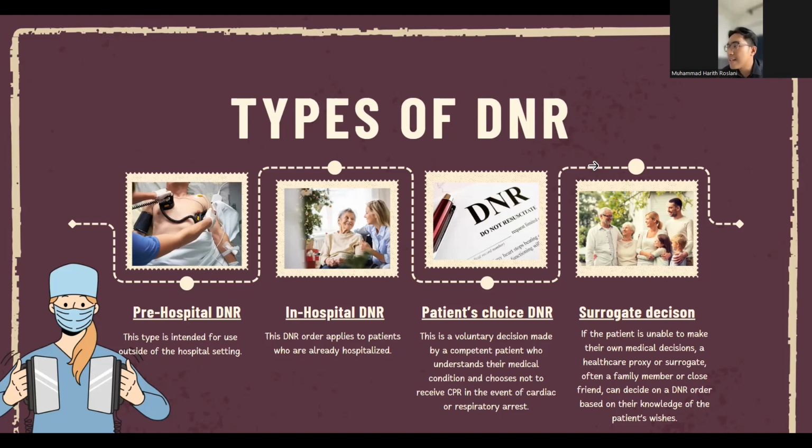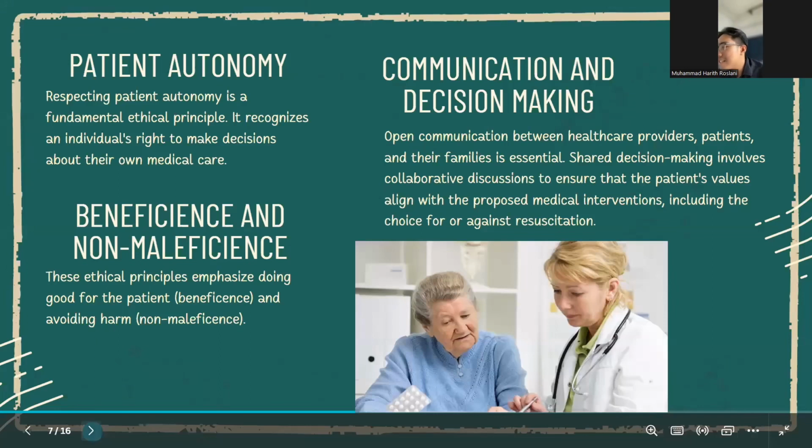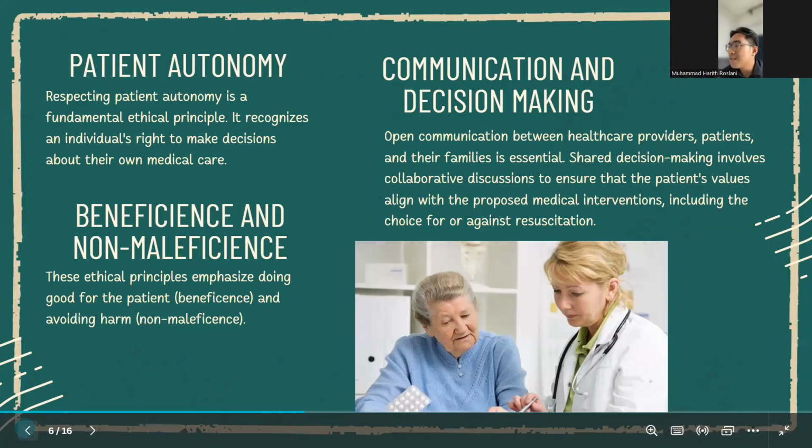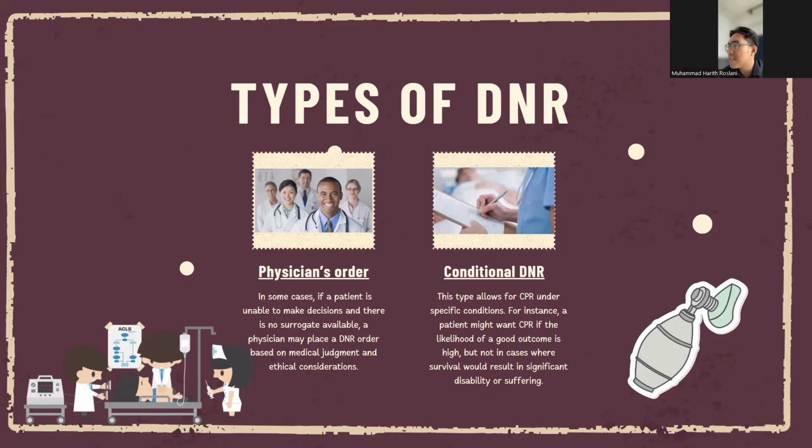Number 4 is the DNR by surrogate decision. This type of DNR is used when the patient does not have the ability to make their own decision. So the family members or other relatives can make the decision for the patient. Number 5 is the DNR by physician order. In some cases, the patient is unable to make a decision and there is no family member or surrogate available. A physician, meaning a doctor, may place a DNR order based on medical judgment and ethical consideration, particularly when CPR is deemed futile or will not align with the patient's expected quality of life. So it's based on the physician's decision under the medical circumstances.